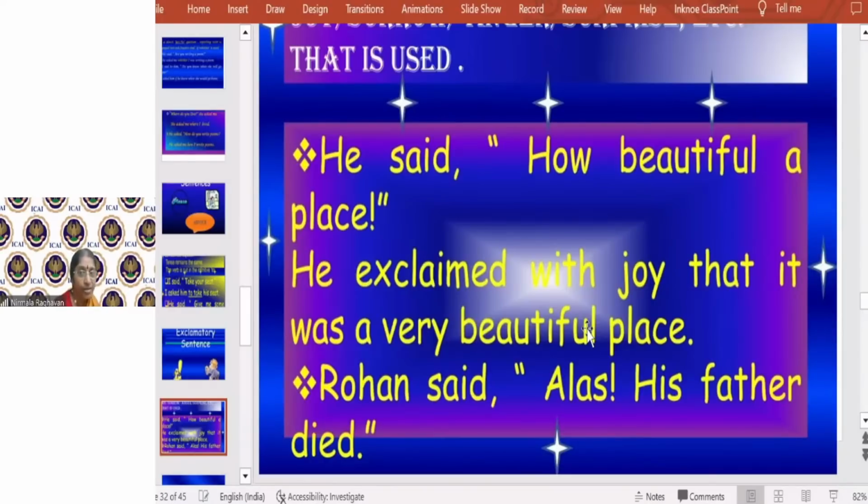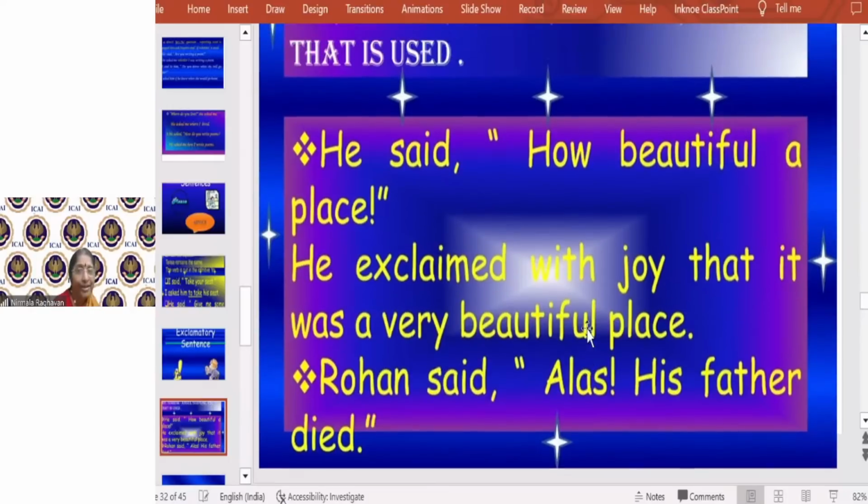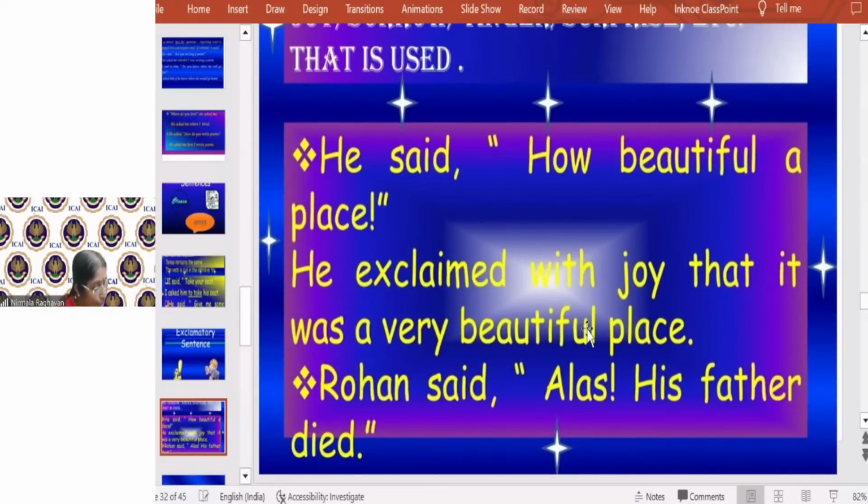Rohan said, "Alas, his father died." Rohan exclaimed in sorrow that his father was dead. Yeah, you can use apologized also.